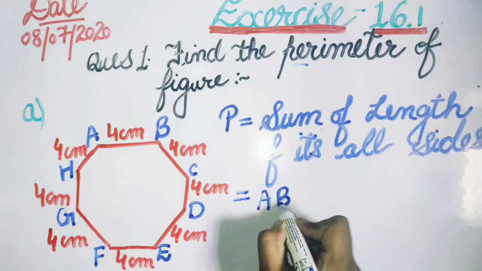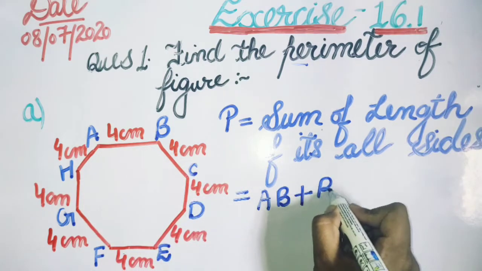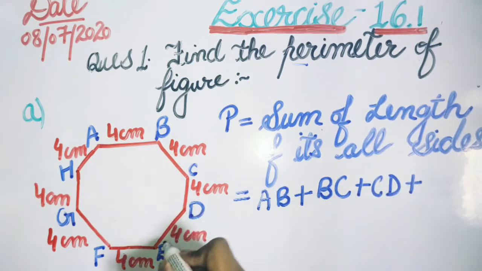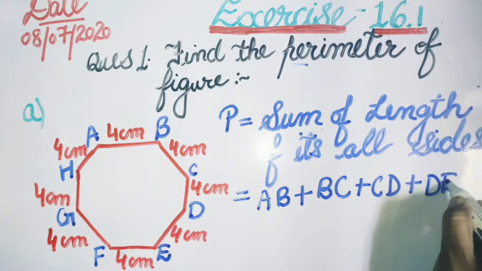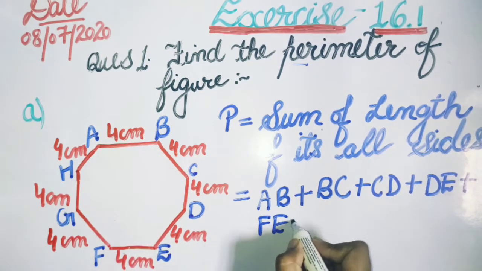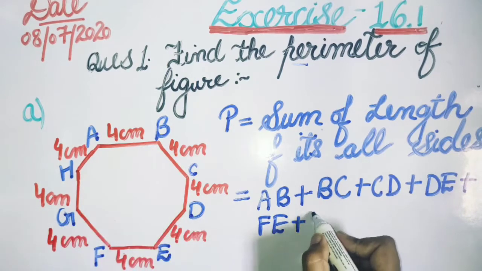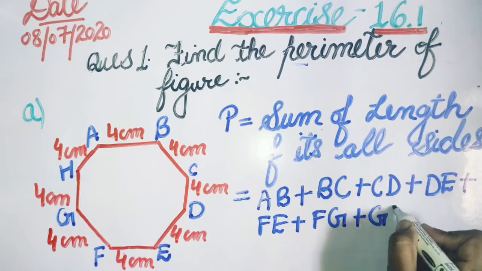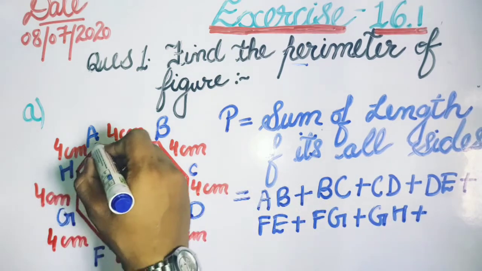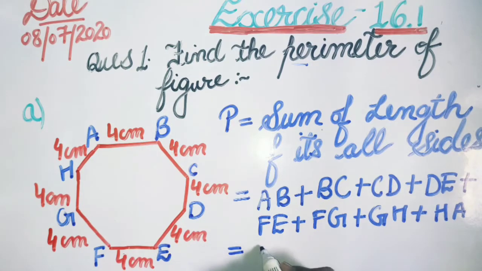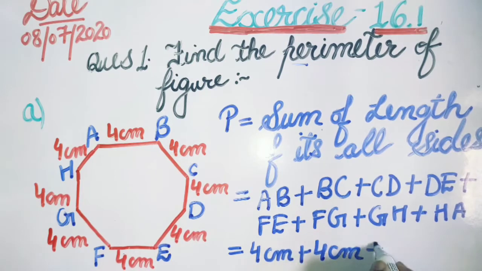AB plus BC plus CD plus DE plus FE plus FG plus GH plus HA. In this way we will add all the lengths of its sides. All sides are 4 centimeter only, so we will add them.